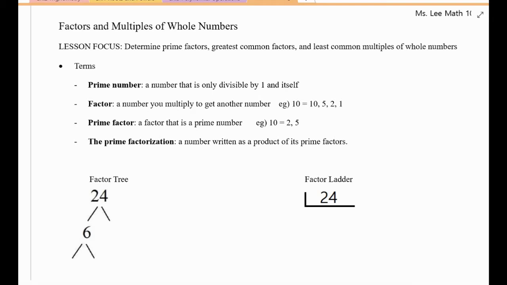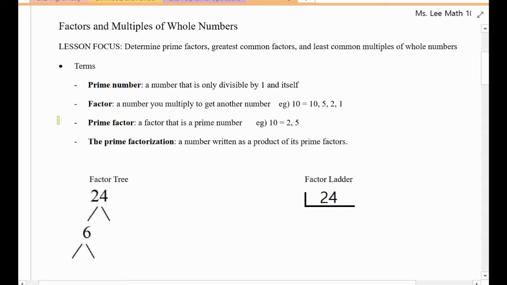Today we're going to review factors and multiples of whole numbers. So we are going to review the terms prime numbers, factors, and prime factorizations. Okay, first, prime numbers. Do you guys remember what prime numbers are?